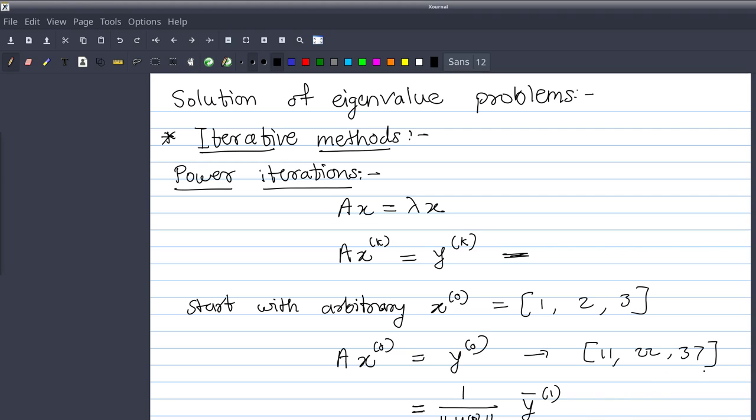Then this is not a normalized vector. We need to normalize this vector somehow, and the normalization is done by dividing the same vector y0 by its infinity norm. And what is the infinity norm? Anybody knows? Anyone is having idea what is this infinity norm of a vector?